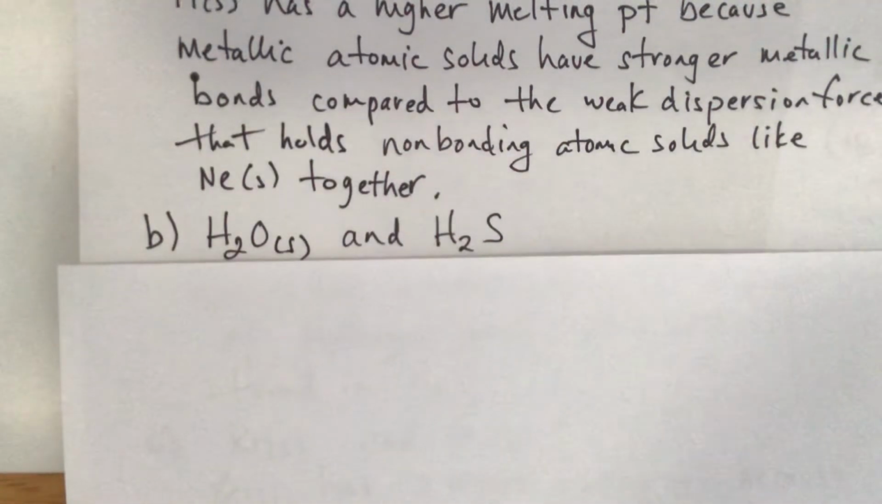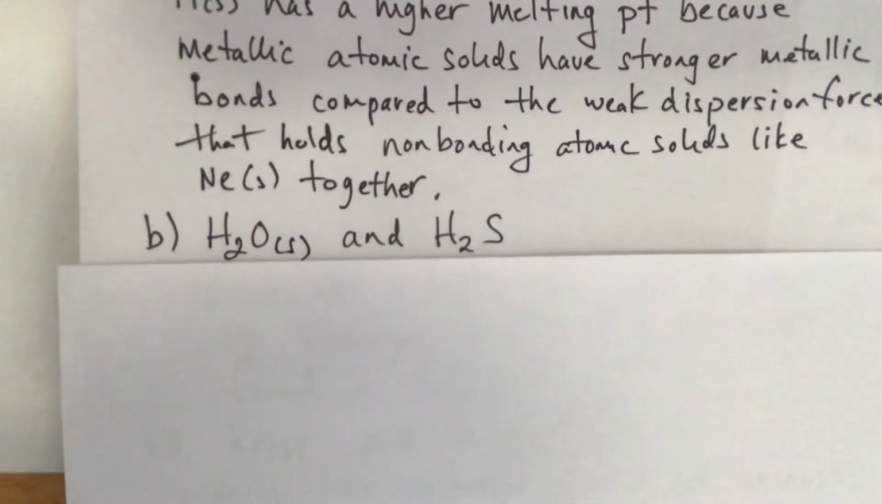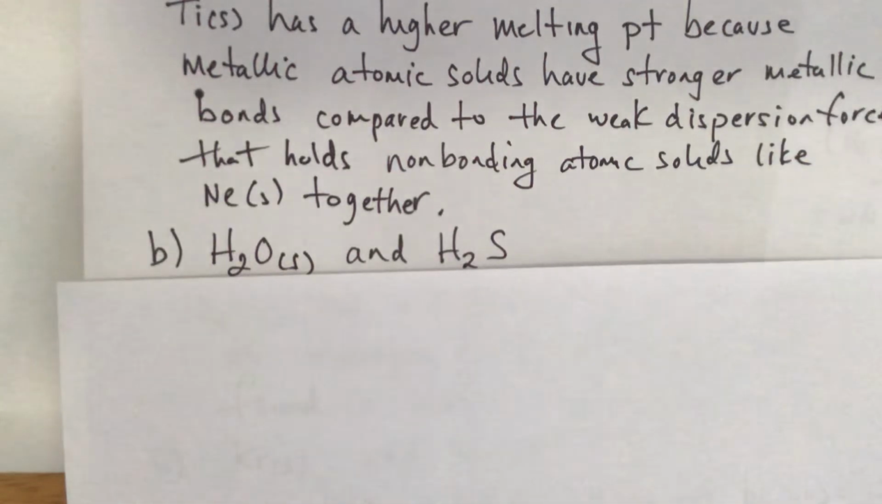Well, both of them are going to have dispersion forces. Both of them are going to be polar molecules because there's a large electronegativity difference between hydrogen and oxygen and hydrogen and sulfur. So they're both polar. They're going to have roughly the same kind of molecular weight. There's one difference that separates them though, and it has to do with water. Water has something that hydrogen sulfide does not have.